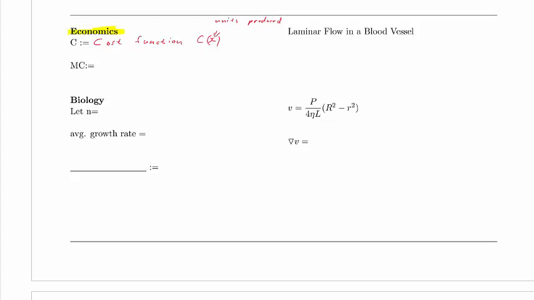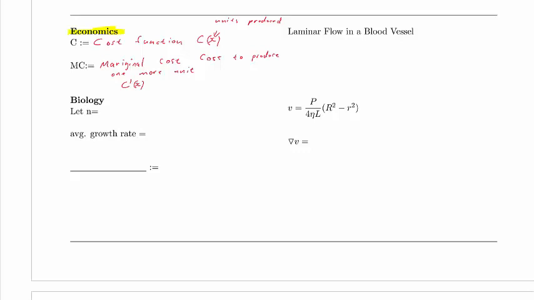And then we have the marginal cost. The marginal cost is the cost to produce one more unit. That is, if you've already produced x number of units, how much does it cost to produce that x plus 1 unit? And so the marginal cost is basically the derivative of the cost function. So this is one way in which derivatives are used in economics.